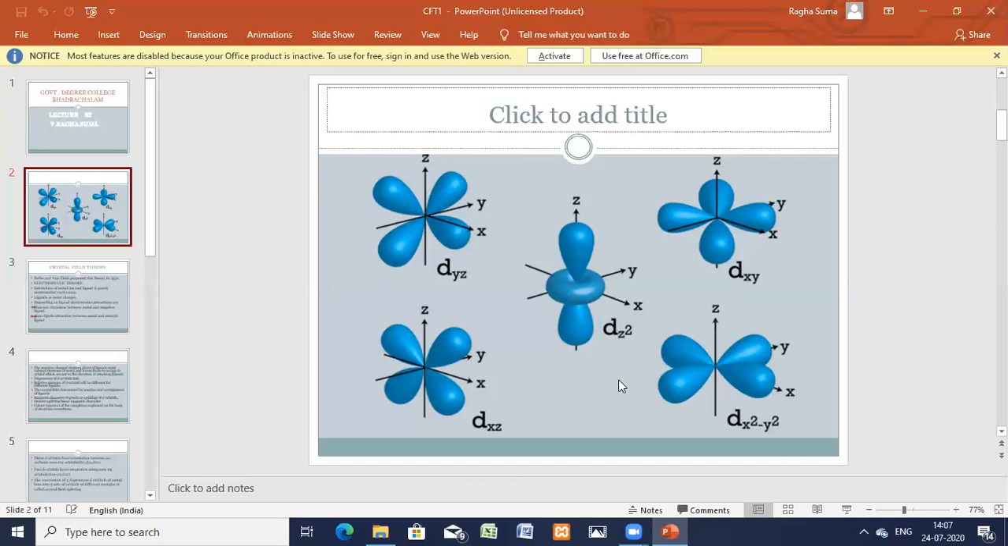So you call it the eg set. These three are in between the axes, so this is the t2g set. I hope you have understood the d orbitals in the central metal atom of a complex. Now we'll go to the postulates of the crystal field theory.